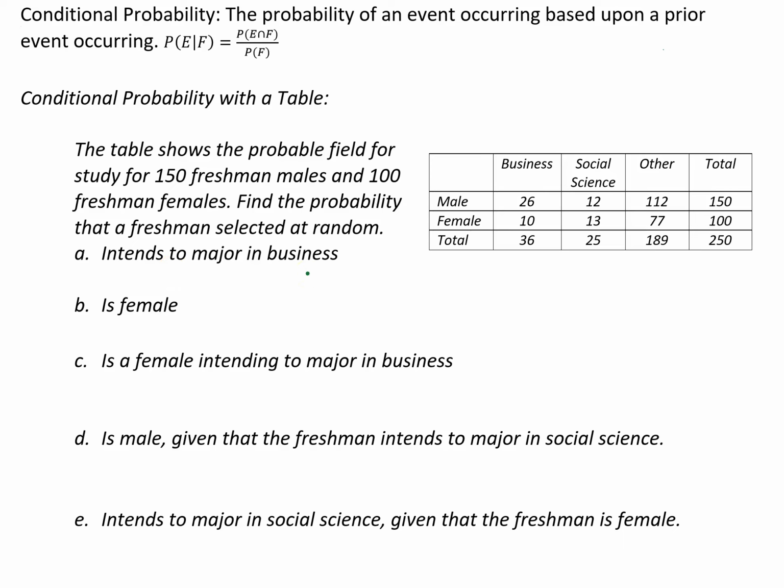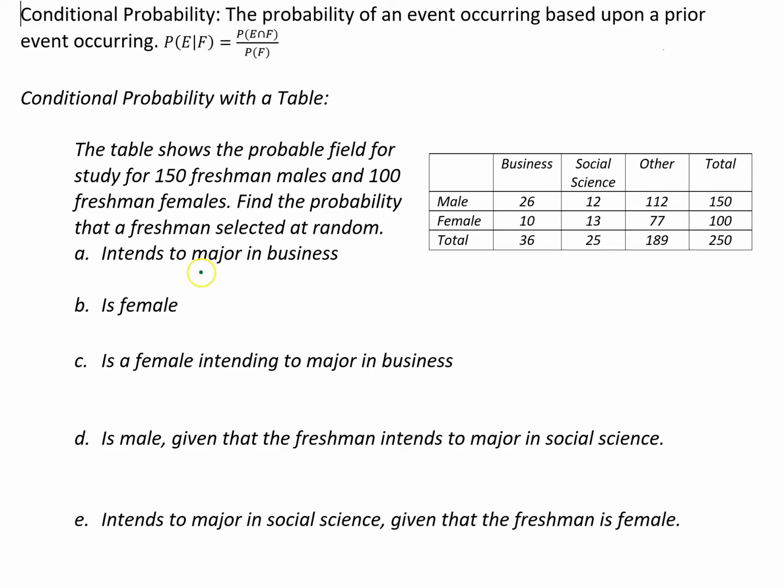Well, let's take a look at the table. I can see that there's a column for business, social science, other, and a total. And I can see that we're separated by male, female, and total. So the total on the right has 150 males, 100 females, for a total of 250 freshmen. While the total on the left shows us that there's 36 business students, 25 social science, and 189 other categories. That allows us to understand the table and interpret it correctly.